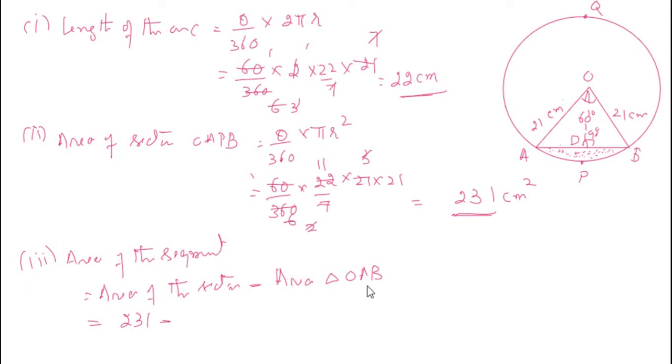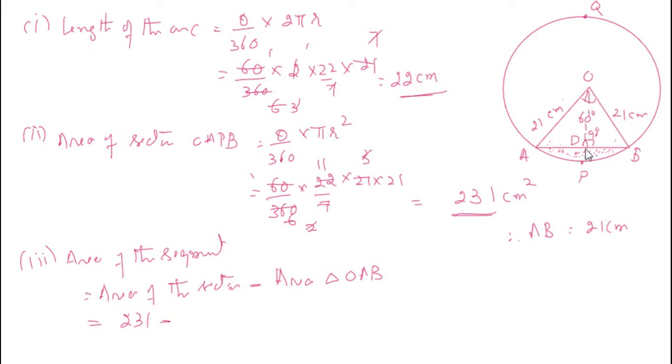We don't know. In this triangle, the two sides are 21 centimeters, so these two angles are equal, but this is 60 degree, so these angles are also 60 degrees. So AB is also 21 centimeters since OAB is an equilateral triangle. Therefore AB is 21 centimeter. Now we need to find out the perpendicular distance OD.